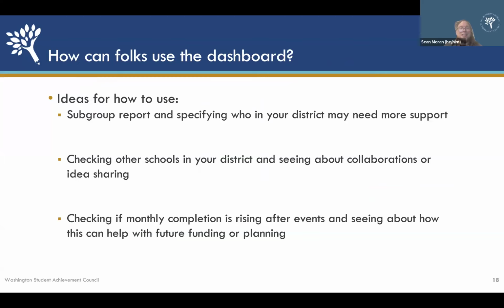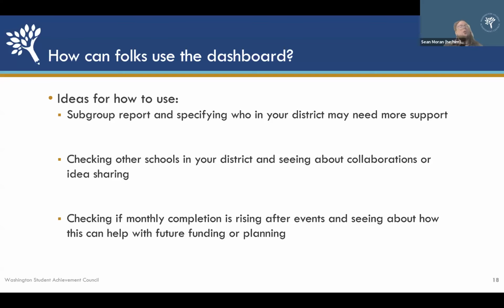Okay, so one of the things that oftentimes comes up, questions about how can folks use the dashboard. So these are some ideas that have been generated as a team. These have been ideas that have come from other schools and districts. So one thing is look at the subgroup report.